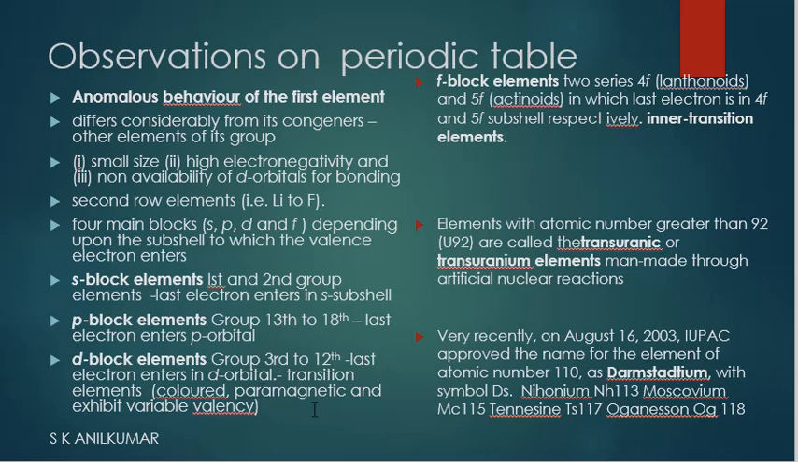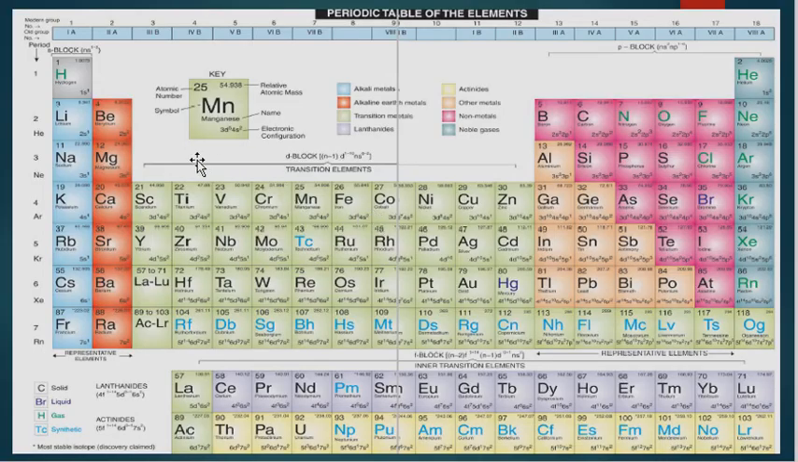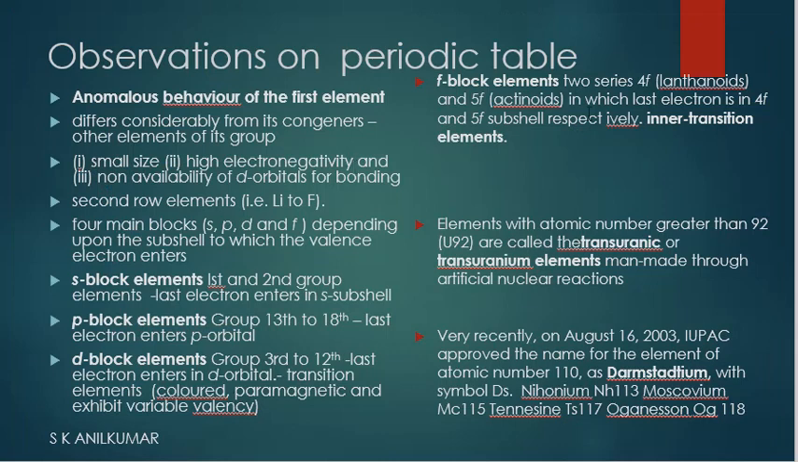These are transition elements because they are colored, they are paramagnetic, and they exhibit variable valency. Because the electron enters in the d orbital, they are called transition elements. Transition means they are in the process of changing. F block elements are the two series of lanthanides and actinoids.